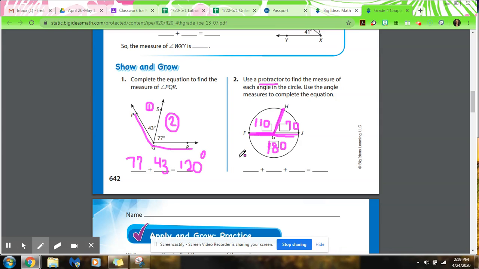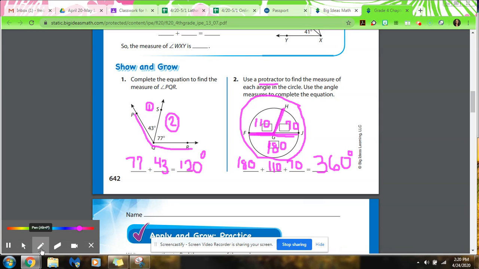So now that I have all of my angles, I can go ahead and add them together. 180 plus 110 plus 70. Does anyone remember what a full rotation is equal to? That was from one of our lessons that we already did. So let's think about it. If I were to add 180, 110, and 70, if it's a full rotation, you should be equaling 360 degrees. That is how you find the sum when you're trying to add angle measures.